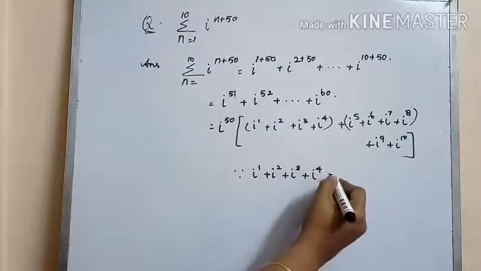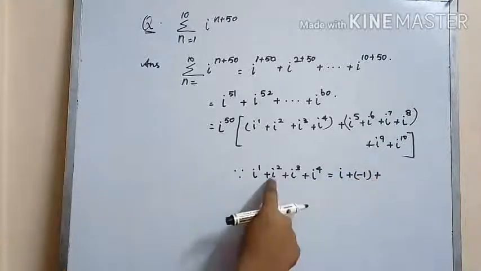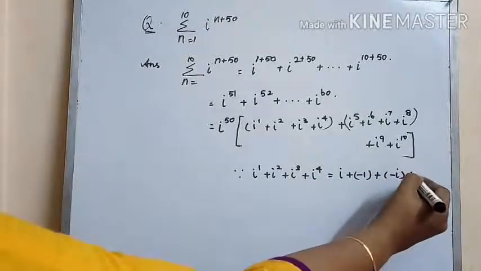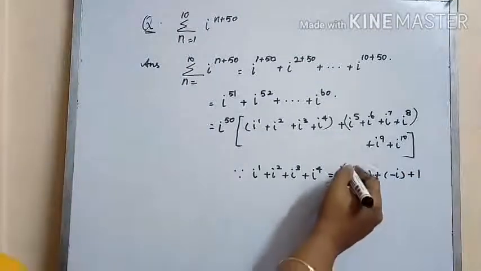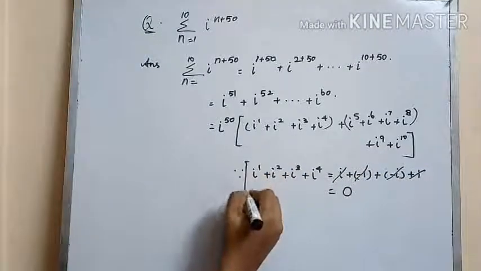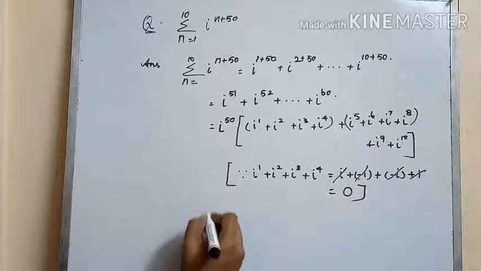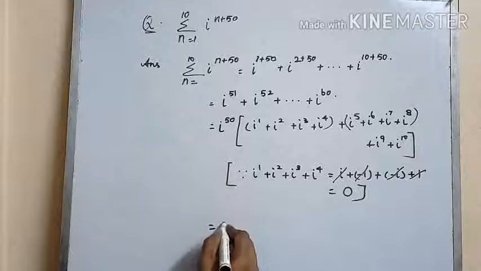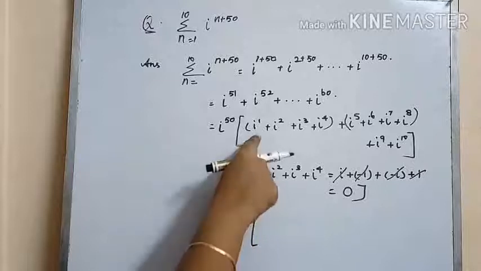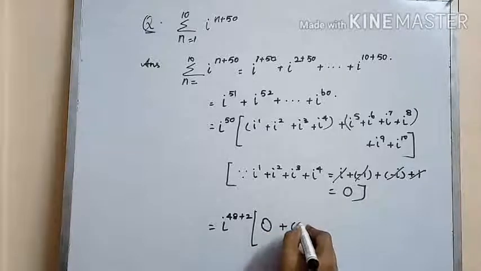So i plus i squared plus i cubed plus i to the power of 4 is actually i plus i squared, which is minus 1, i cubed, which is minus i, plus i to the power of 4, which is plus 1. So we get 0. The next step is i to the power of 50 can be written as 48 plus 2. And the first set of brackets will become 0.